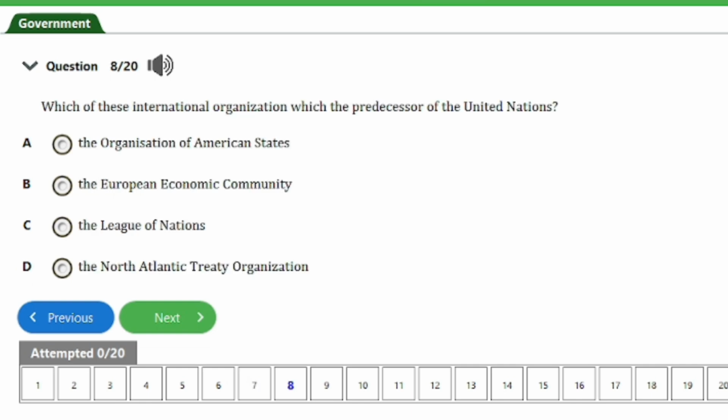It says, which of these international organizations is the predecessor of the United Nations? We have A, the Organization of American States, B, the European Economic Community, C, the League of Nations, D, the North Atlantic Treaty Organization. So guys, the answer to this question here is option C, that's the League of Nations, and that's it for this question. So let's head on to the next one, guys. We have here question number 9.